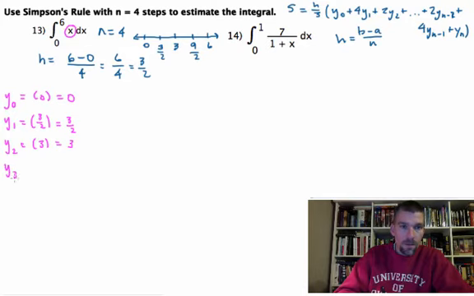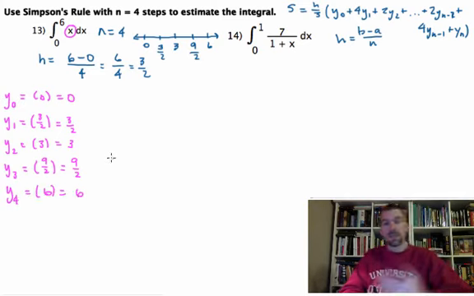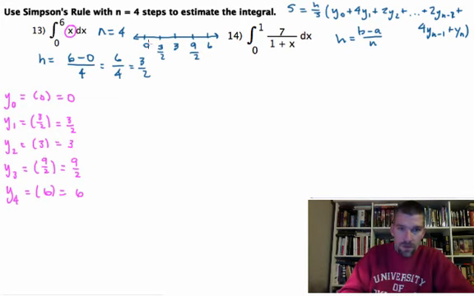y3, I put 9 halves in for x. And then y4, I put 6 in for x. And I don't have to do anything else. I plug these values on my x number line into my function to get a y value. These are my y values. How tall is my graph at those different places?